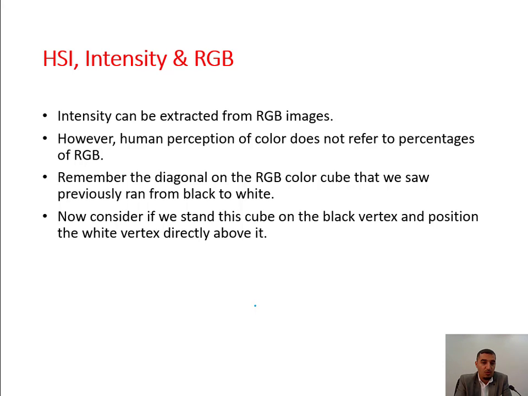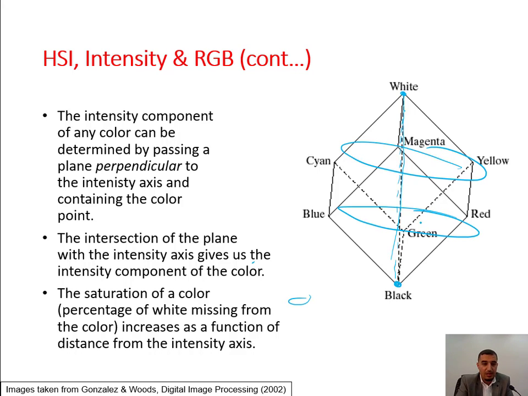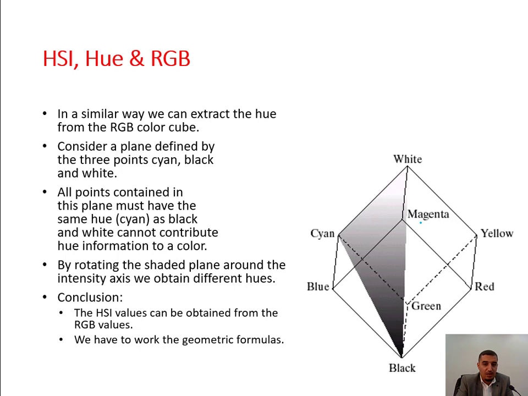Now consider that we want to stand this cube on the black vertex and position the white directly above it. So this is our black, this is our white, and this dotted line represents the grayscale. The intensity component of any color can be determined by passing a plane perpendicular to the intensity axis. So this is the intensity axis here. If we put a plane perpendicular to the axis at the color, we get its intensity. The intersection of the plane with the intensity axis represents this color over here.